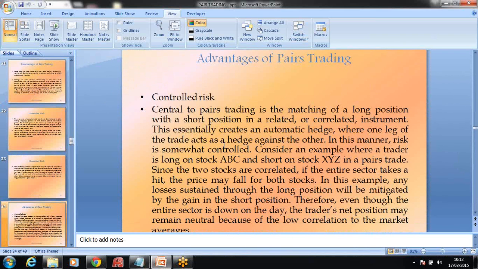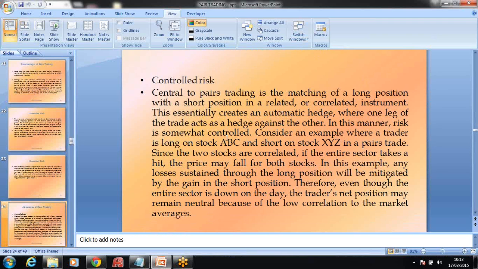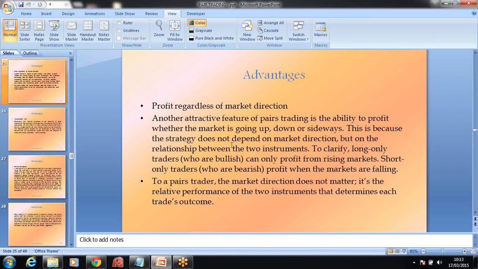Now, advantages. There are numerous advantages, because you are trading like a fund manager. You are trading in essentially two symbols at the same time. When one script goes up, the other acts as a hedge. So you are basically using a hedging technique here to make profits. I will show you examples of how you make it. And this is profit regardless of the market direction.